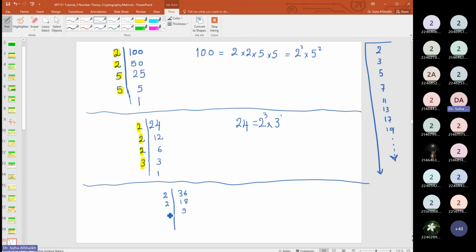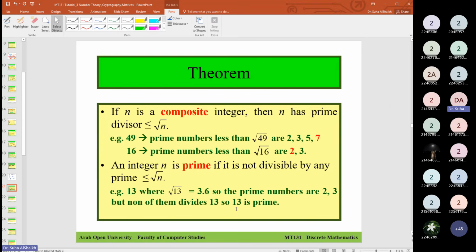9 is not divisible by 2, it's divisible by 3 now. The result is 3. Divisible by 3, the result is 1. So now we are done. It is a 2, a 2, a 3, a 3. So we say that 36 is equal to 2 squared times 3 squared. Okay? You got that? So this is how we do a prime factorization.